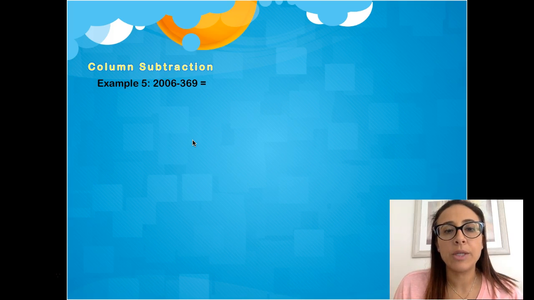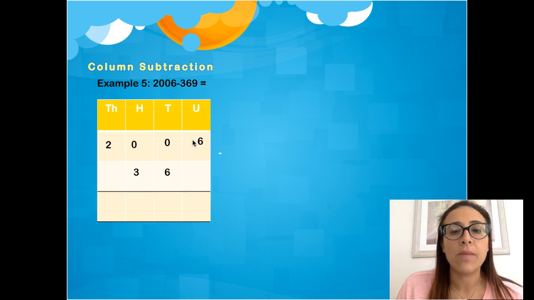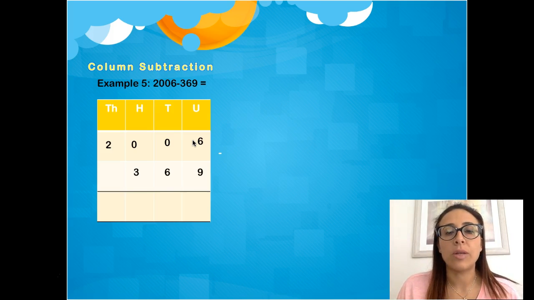2006 minus 369. Like previous examples, we need to place the digits in the correct place value. 2 in the thousands, 0 in the hundreds, 0 in the tens, and 6 in the units. Subtract 369: 3 in the hundreds column, 6 in the tens column, and 9 in the units column. Now we're ready to subtract.